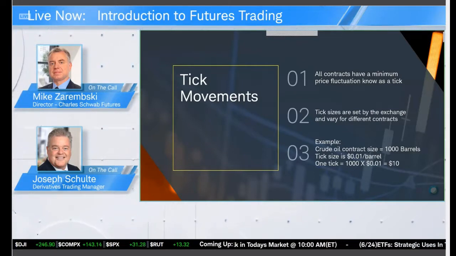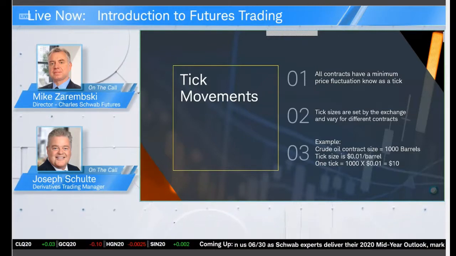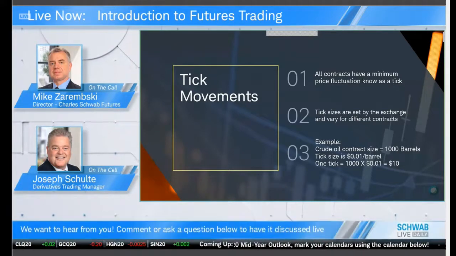Here's a pretty straightforward example. We talked a lot about the crude oil futures contract. We talked that it's a 1,000 barrel contract. Now, the tick size, it trades in increments of 1 cent per barrel. So if we wanted to calculate what is the value of that tick for one contract, we would take the contract size, multiply it by the tick size, so 1,000 times 1 cent, we come up with $10. So the minimum increment for crude oil futures is 1 cent per barrel, which is worth $10 per contract.